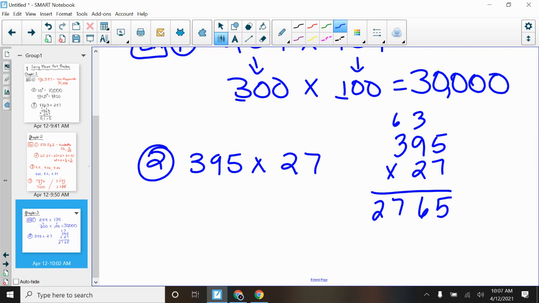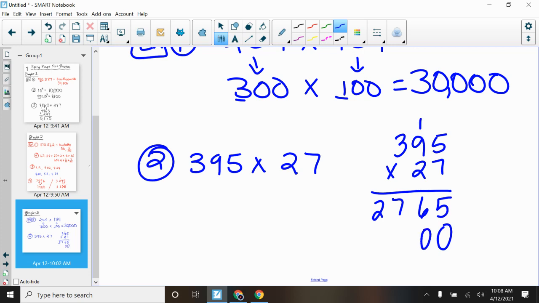27. Good. Now I'm ready to move on to my next digit. I have to now multiply that 2 by everything at the top. But before I do that, I better remember to put my 0 placeholder. If not, I'm going to end up with the wrong stuff being multiplied or added together, okay? 2 times 5, everybody is?